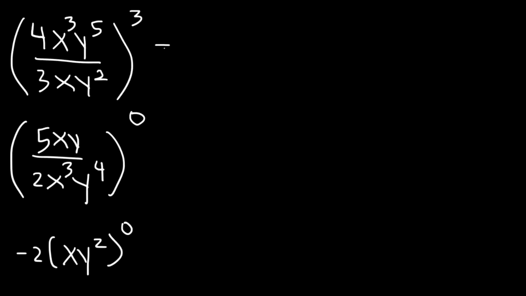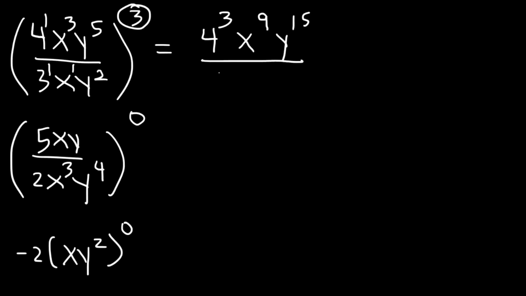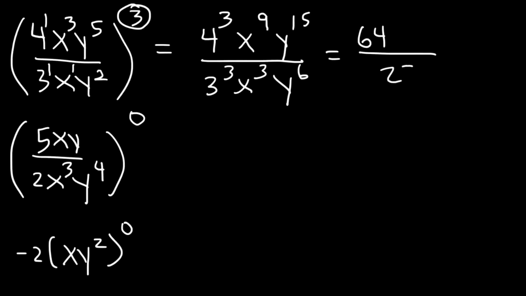So let's start with the first one. You can combine the exponents, or you can divide first. In this case, let's distribute the exponents first. So all the exponents we're going to multiply by 3. So 1 times 3 is 3, 3 times 3 is 9, 5 times 3 is 15, 1 times 3 is 3, same thing for the other one, and 2 times 3 is 6. Now 4 to the 3rd power, 4 times 4 times 4, is 64. 3 to the 3rd power, 3 times 3 times 3, is 27.